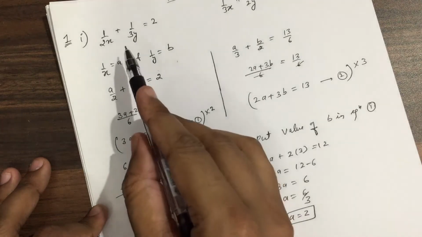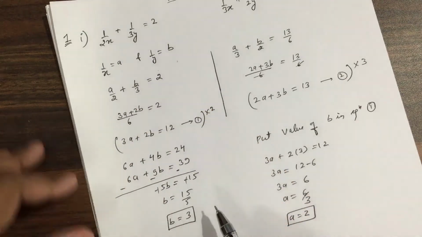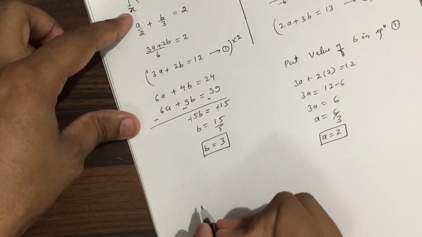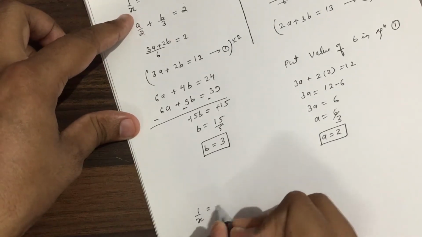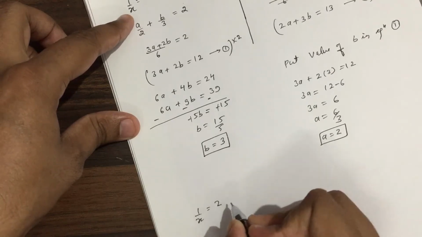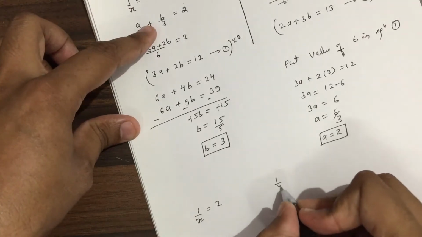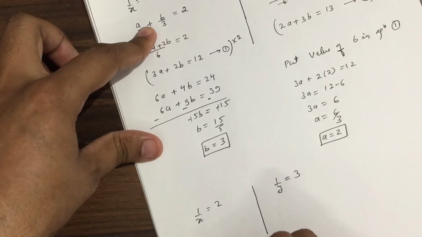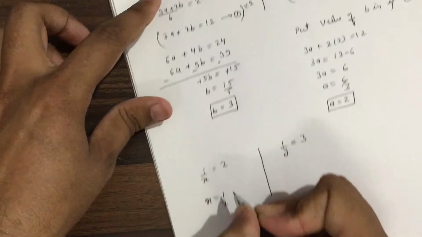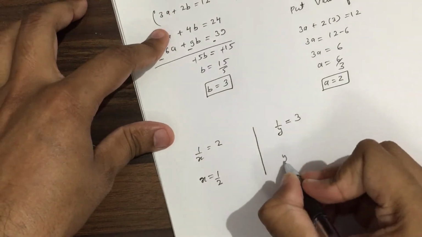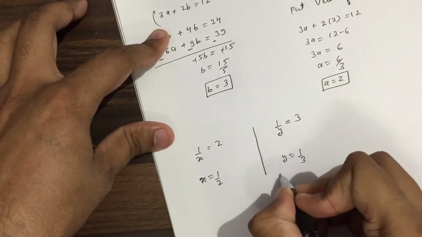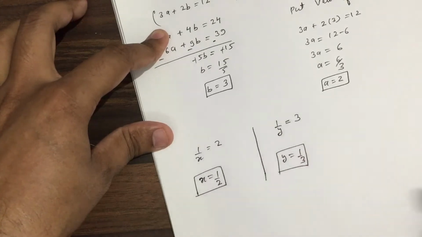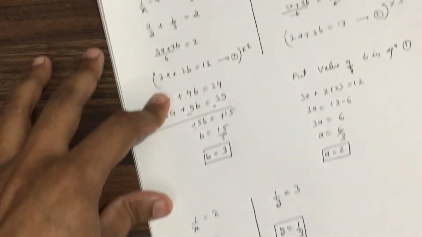But our actual variables were x and y. So we know that 1 upon x is equal to a, and a is equal to 2. Similarly, 1 upon y is equal to b and b is 3. On solving, this gives x equal to 1 upon 2 and y equal to 1 upon 3. So this is your final answer. This completes your part 1.